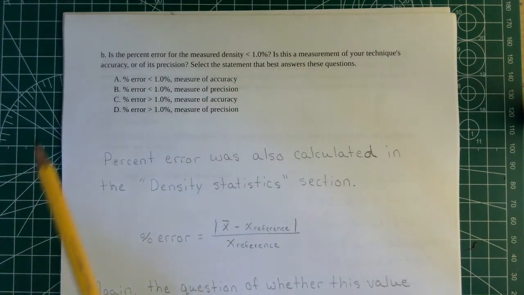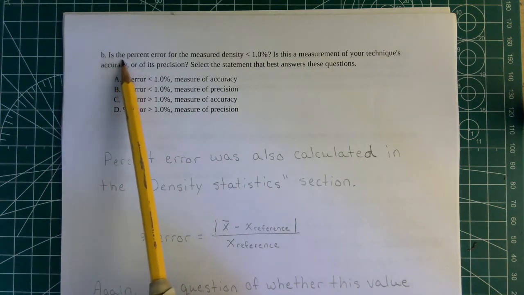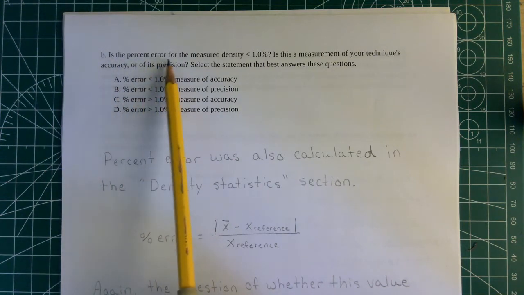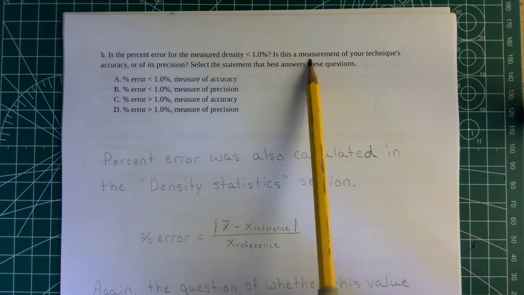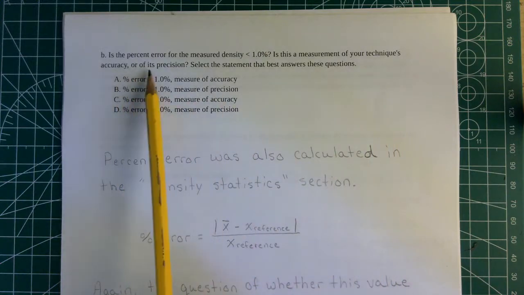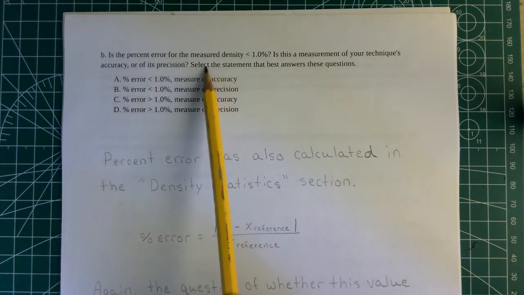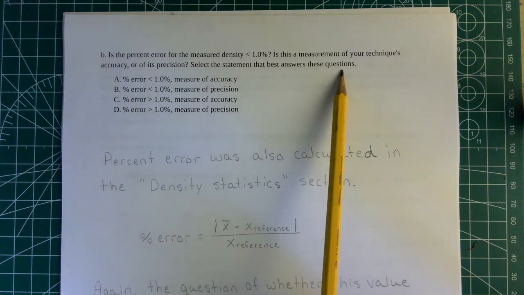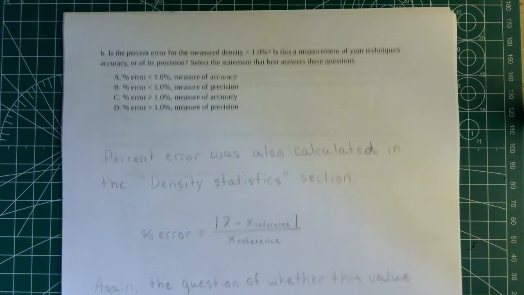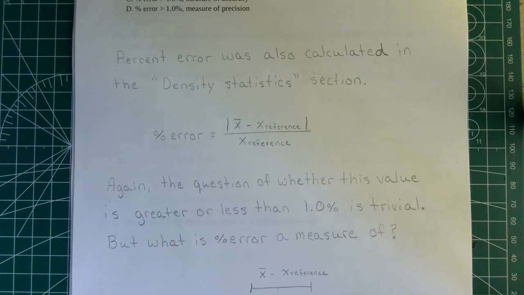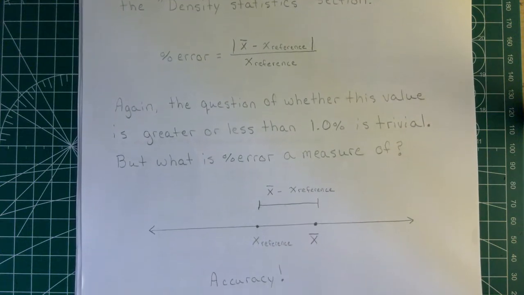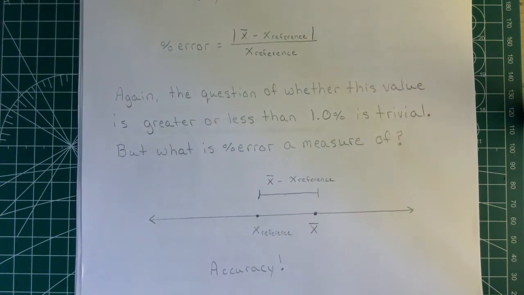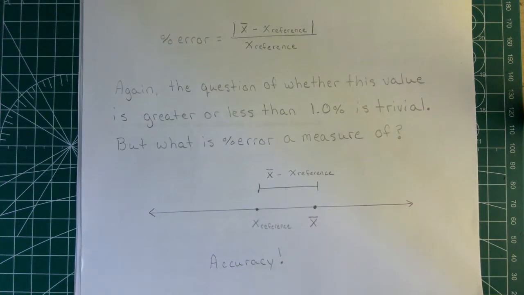For part B of this question, we have, is the percent error for the measured density less than 1%? Is this a measurement of your technique's accuracy or of its precision? Select the statement that best answers these questions. So again, we calculated our percent error before, and the question of whether or not this is greater than or less than 1% is pretty trivial. You guys can decide that. But the question is, what is this a measurement of?